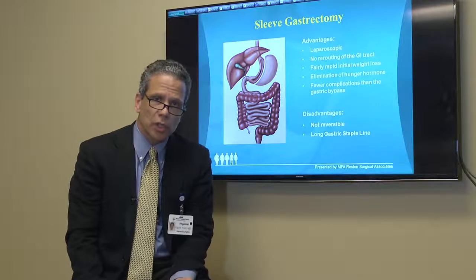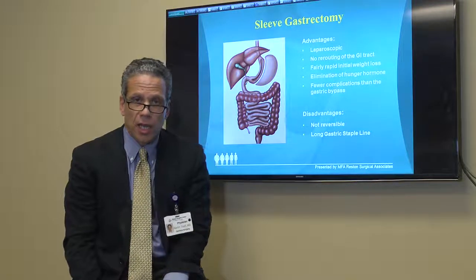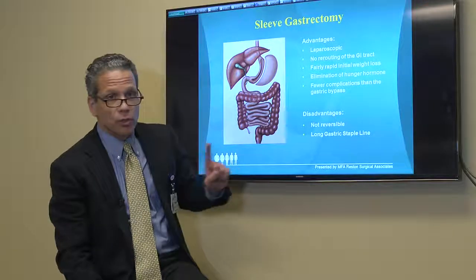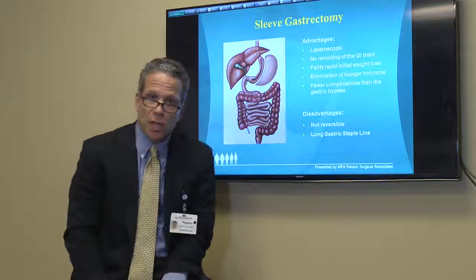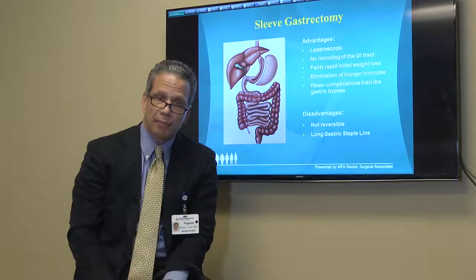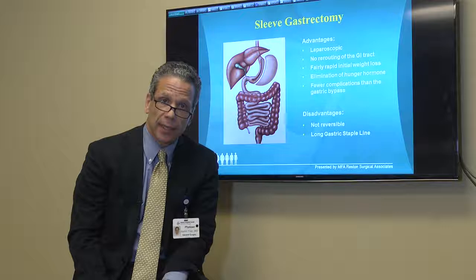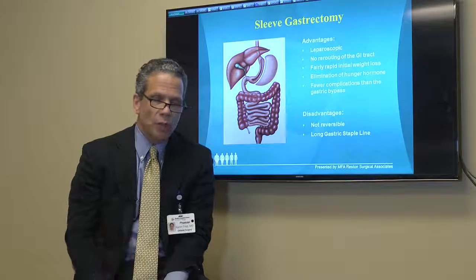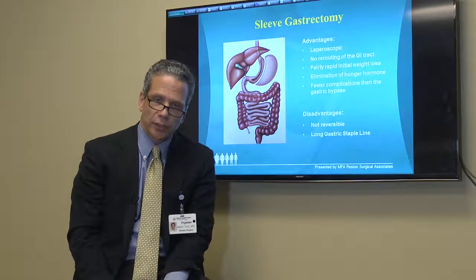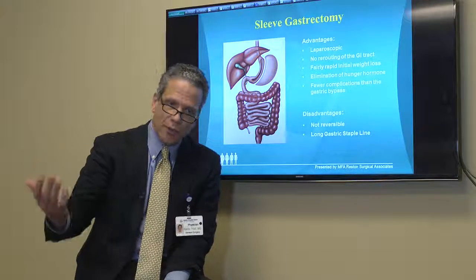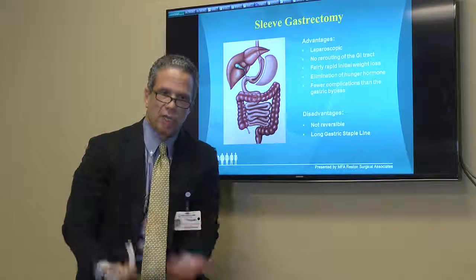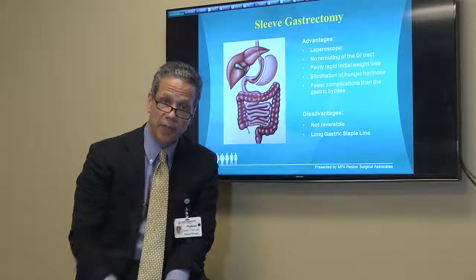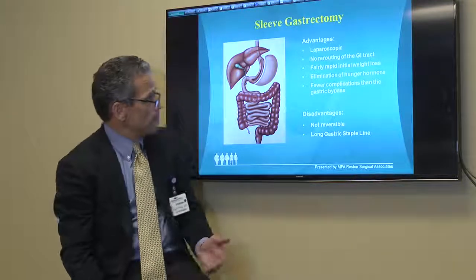Why does that work? It works for several reasons. Because it restricts the amount of food that you can take. But importantly, by removing the stomach, what we're doing is eliminating the production of ghrelin. Ghrelin has been shown as being the hunger hormone. So unlike other operations, you actually see patients telling you after surgery that they're just not attracted to food anymore. And I know that's hard to imagine, but that is the truth, and there's a scientific explanation behind it.